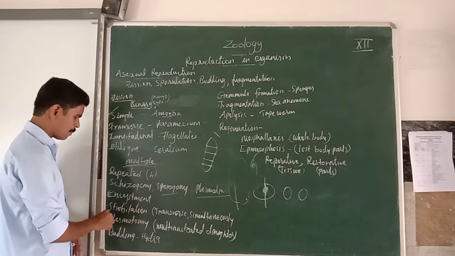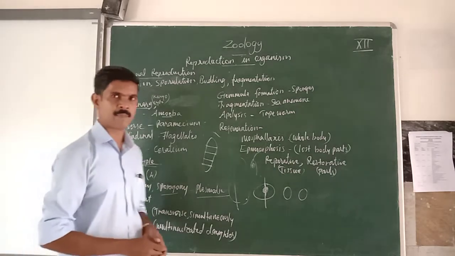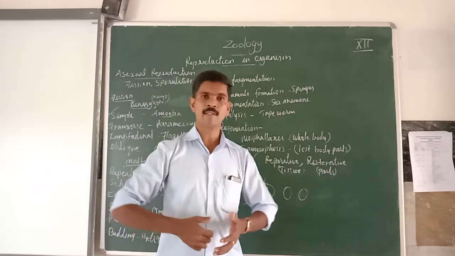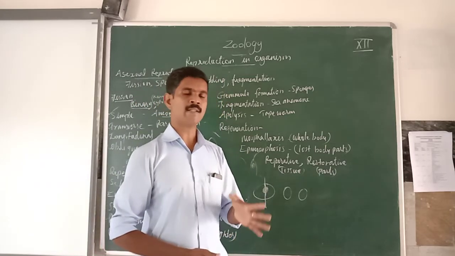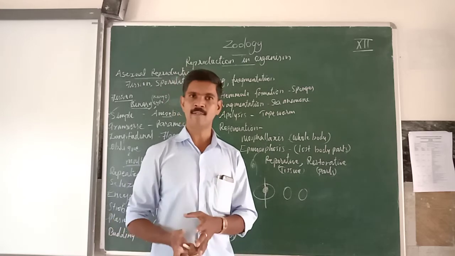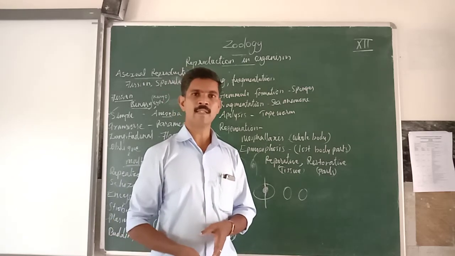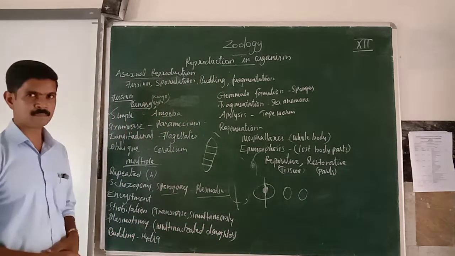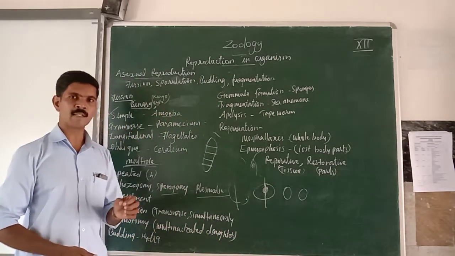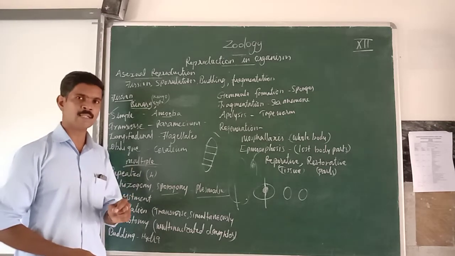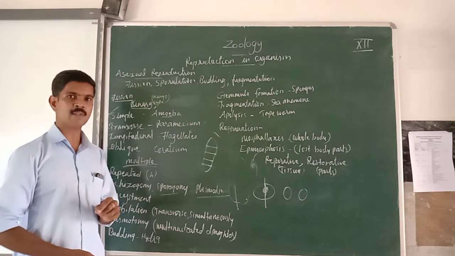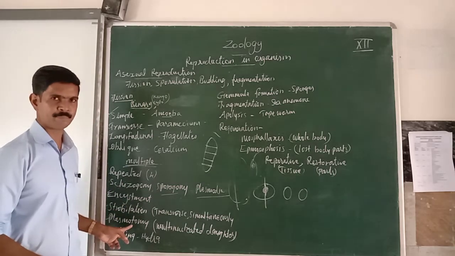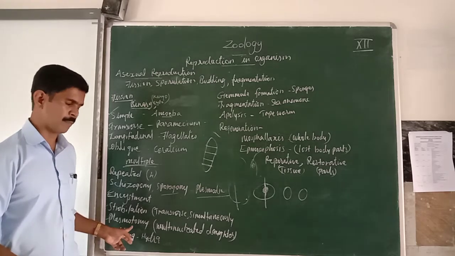Then next one is plasmatomy. Plasmatomy means when a multicellular, multinucleated parent organism is divided into many multinucleated daughter organisms. This type of reproduction is called plasmatomy. So plasmatomy means the process of division of a multinucleated parent into many multinucleated daughter organisms.